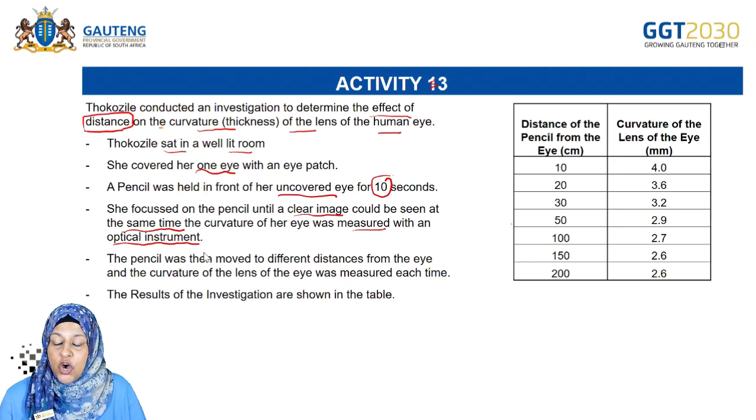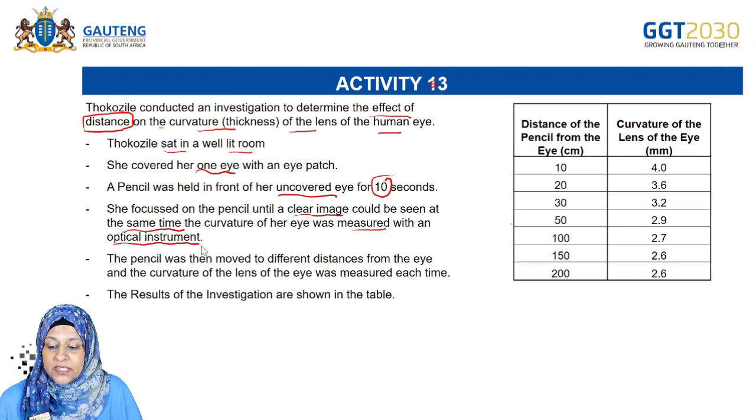The curvature of the eye, the curvature of the lens, okay? The pencil was then moved to different distances from the eye, and it was measured each time. The results are shown in the table below. The fact that we are talking about distance, guys, distance from the pencil was 10 centimeters, and the curvature of the lens was 4. Then 20 and 3.6, 30 and 3.2, 50, 2.9, 100, 2.7, 150, 2.6, 200, 2.6.